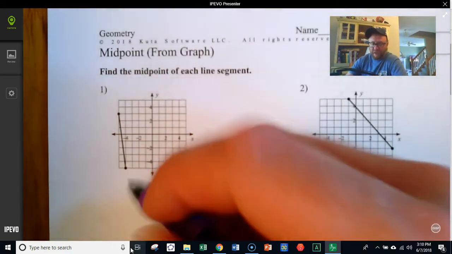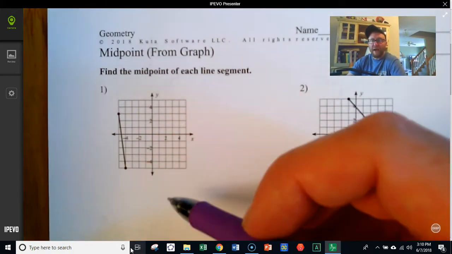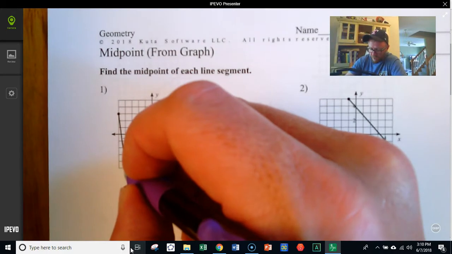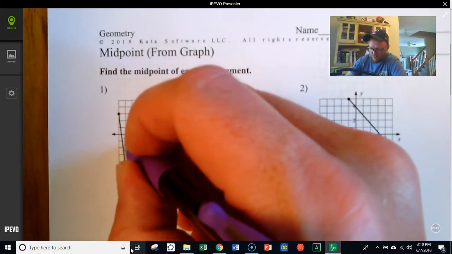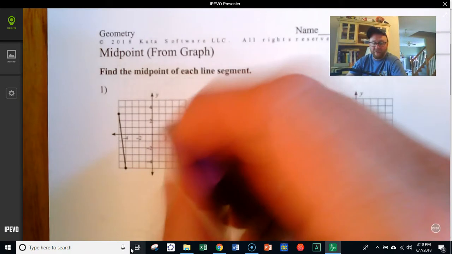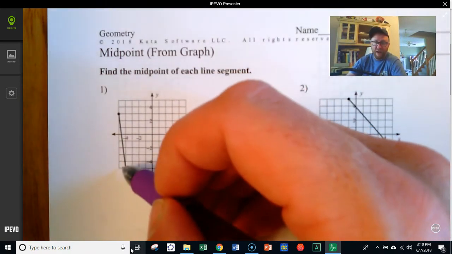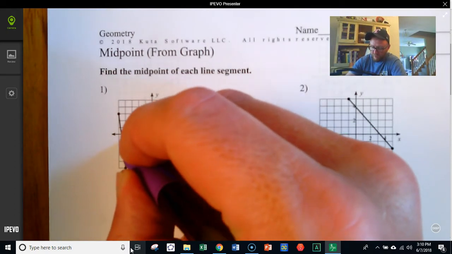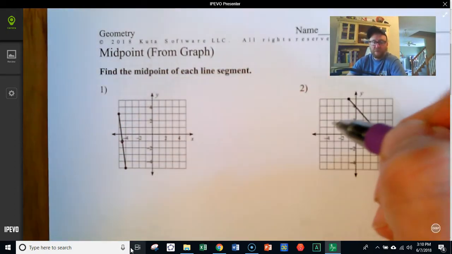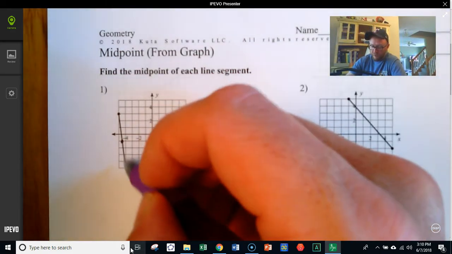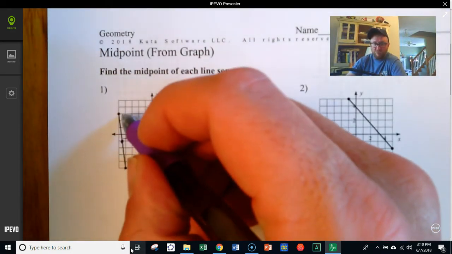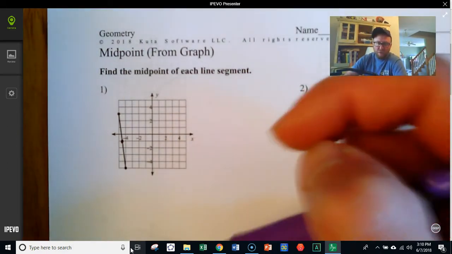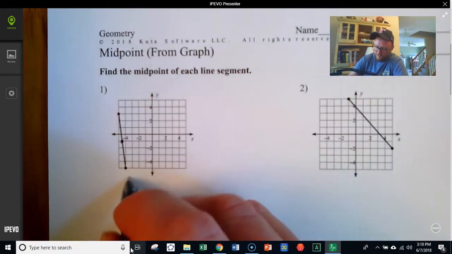Well, the trick is if it's halfway through, it's both halfway over and halfway up. So for example, this is up 1, 2, 3, 4, 5, 6, 7, 8 spaces. So this point is 8 spaces higher than that point. So the midpoint is going to be 4 spaces higher than that point. It's halfway vertically between the 2 points.